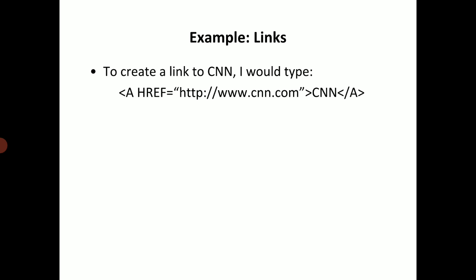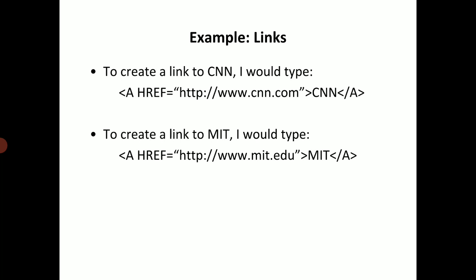Example, to create a link to CNN, I would type a href equal to http://www.cnn.com, and the label here I have used is CNN. When I click on CNN, I will reach this web page. And to create a link to MIT, I would type a href equal to http://www.mit.edu. This is the URL, and MIT is the label.